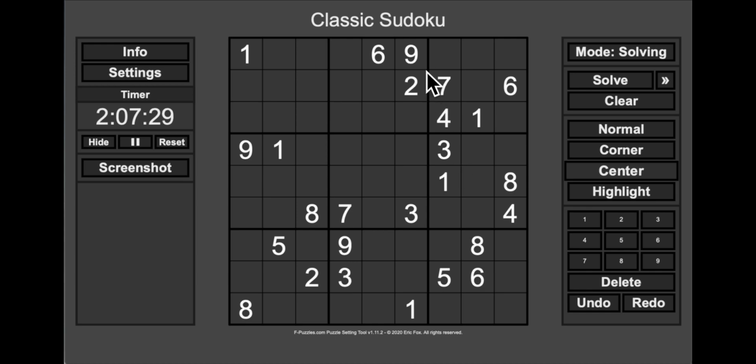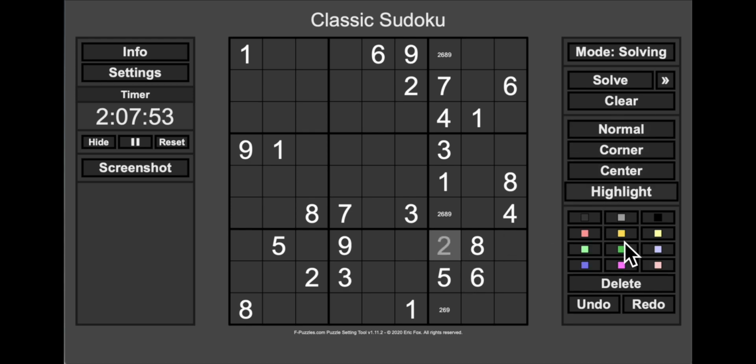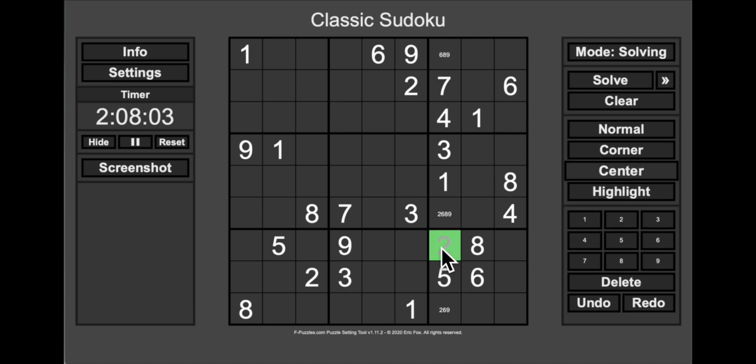Now, 7, 4, 3, 1, 5 in column 7. I need 2, 6, 8, 9 to fill out column number 7. This can't be 8. This can't be 8 or 9. This can be 8, 9, or 6. That is a 2. So this is not 2.